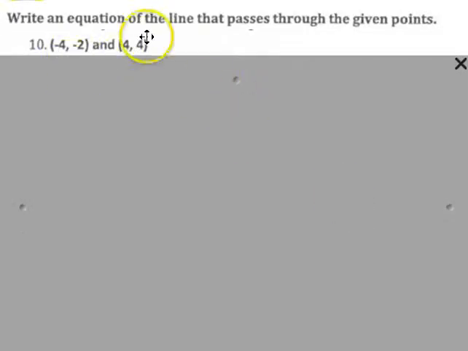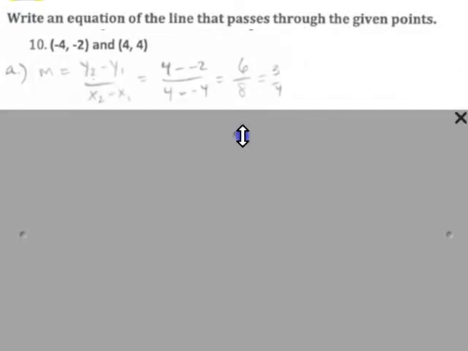If I give you 2 points, well, now you don't have the slope or the y-intercept. You've got to figure both out. Start by figuring out the slope. There's the formula for slope. I've plugged the values in.